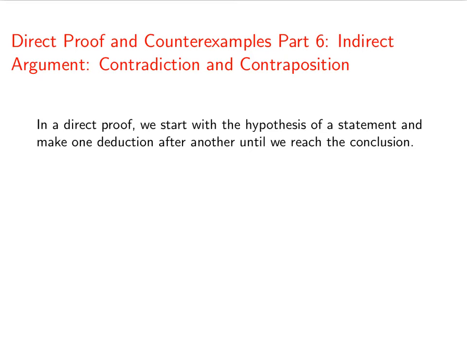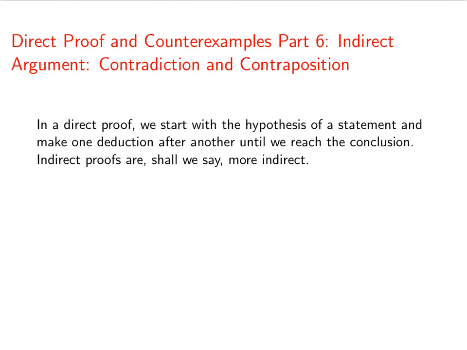Hello, discrete math fans. We're going to talk about a couple of new methods of proof. There's a proof by contradiction and a proof by contraposition. Now, up to this point, we've just done direct proofs. What we do there is we start with the hypothesis of a statement and we make one deduction after another until we reach the conclusion.